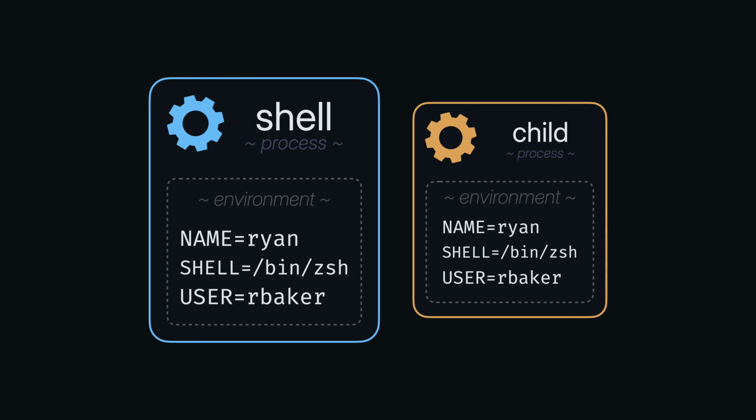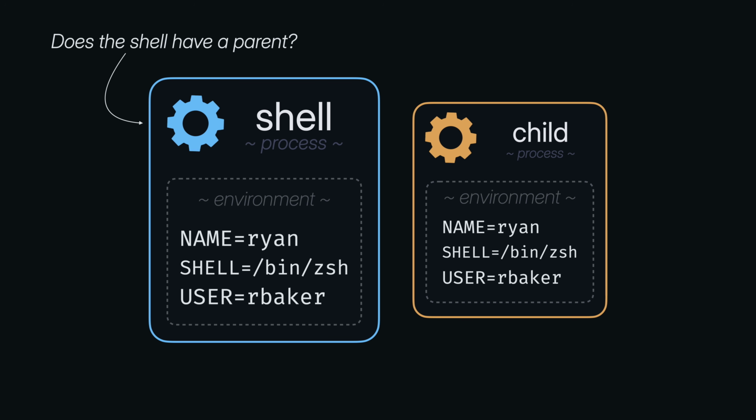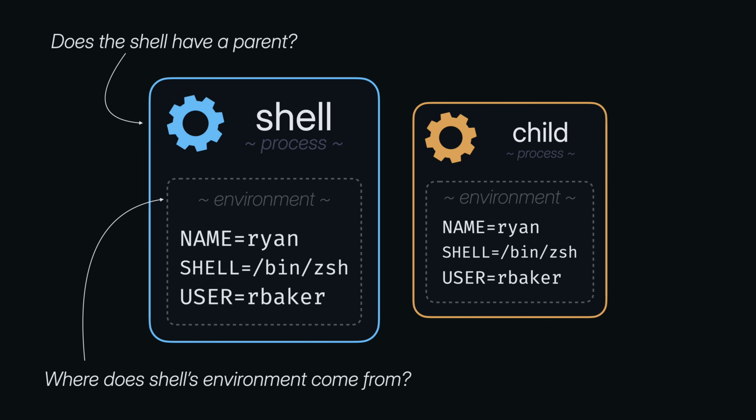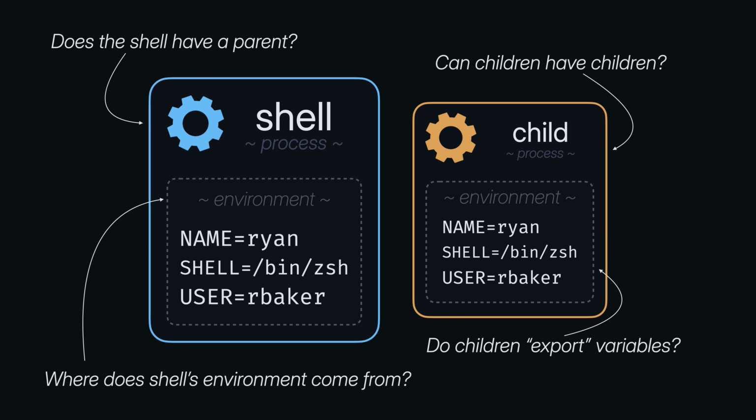At this point, the astute viewer might just be swirling with questions. Does the shell itself have a parent process? And if so, where does the shell get its environment from? What happens when a child process spawns a child of its own? Does the environment just keep passing down the chain? Do child processes themselves have a notion of exporting? These are all great questions, and they get at something deeper.